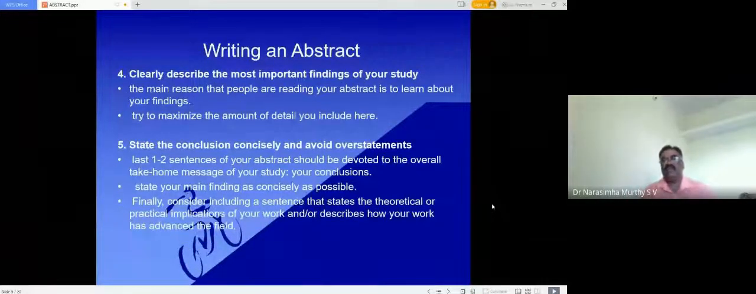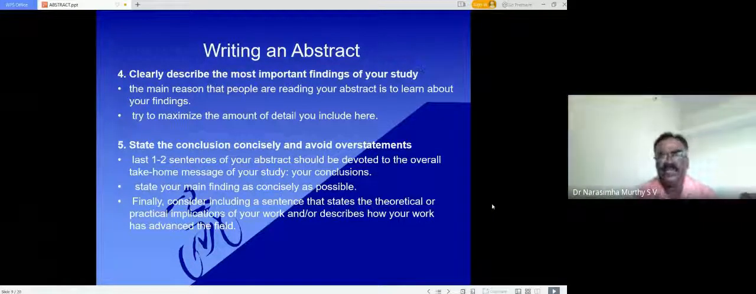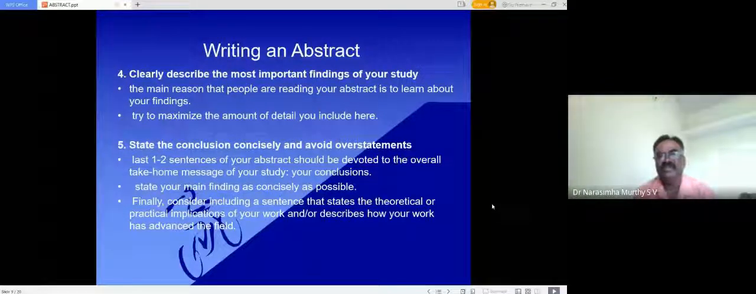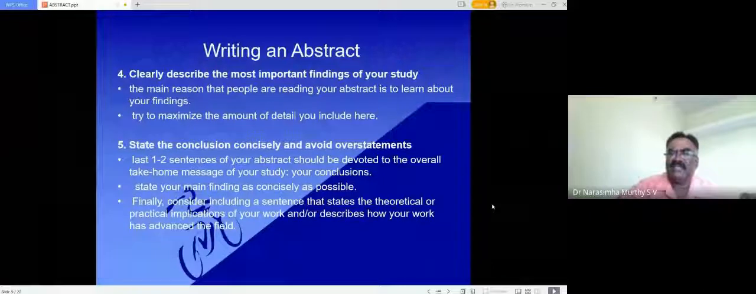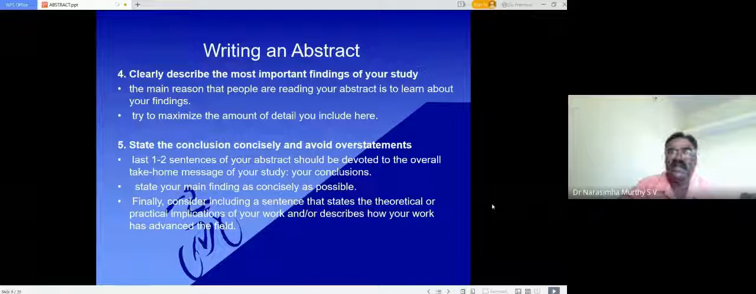Then, describe the most important findings of your study. Remember, whenever somebody reads any research paper, he reads with the intention of getting something new, something that he had not analyzed. Novelty becomes very significant here. Therefore, try to maximize the amount of detail, especially when it comes to your findings. So he should be able to understand that he is going to gain some new knowledge. Therefore, try to include the important findings of your study.